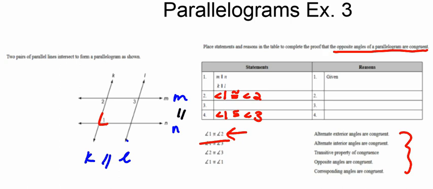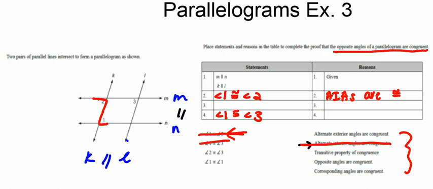If we look at angle 1 and angle 2, those are alternate interior angles, and they're congruent, which, lucky for us, is an option right there. So I'm going to abbreviate. I'm going to say AIA, alternate interior angles are congruent. So I've used that and that.